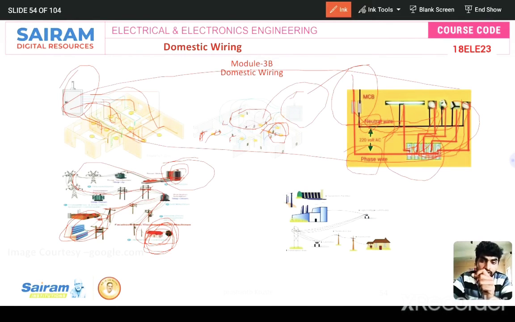I searched for domestic wiring system or internal wiring system, and also single line diagram of power supply system, and I got these many diagrams. Here are the renewable energy sources like wind power plant and hydel power plants, and here any thermal power plant. Renewable or non-renewable, anything is fine.